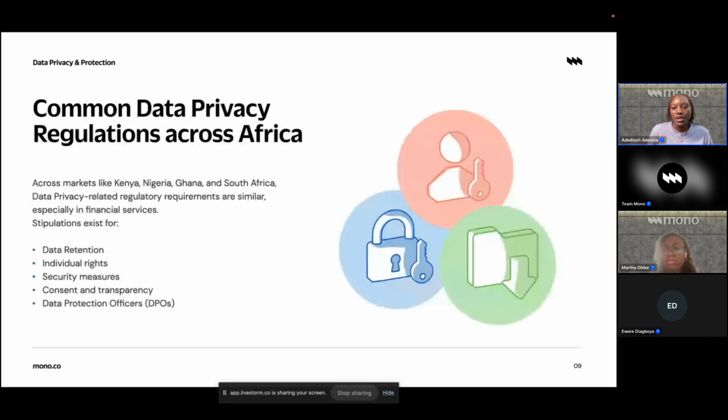So when we speak on the common data privacy regulations across Africa, we want this to be as actionable as possible, but it's good to touch on this. Across markets like Nigeria, Kenya, Ghana, and South Africa, which are all countries that Mono has a presence in, the data privacy and data protection regulations and requirements are quite similar, which is one of the great things that have come out of Africa in recent times.